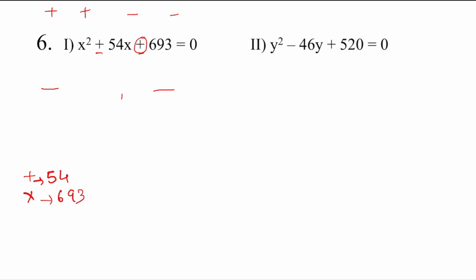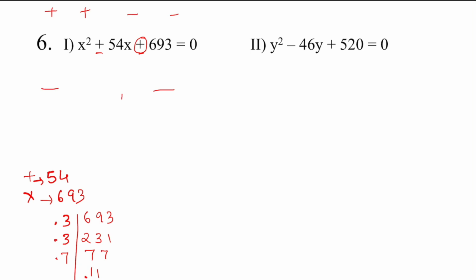So how will we get it? First we will find the factors of 693. This will not divide by 2, it will divide by 3. So start with 3. 3 2s are 6, 3 3s are 9, 3 1s are 33. Again 3 7s are 21, again 3 7s are 21. Further it will divide by 7 only, 7 11s are 77. So 3, 3, 7, 11 are factors of 693.